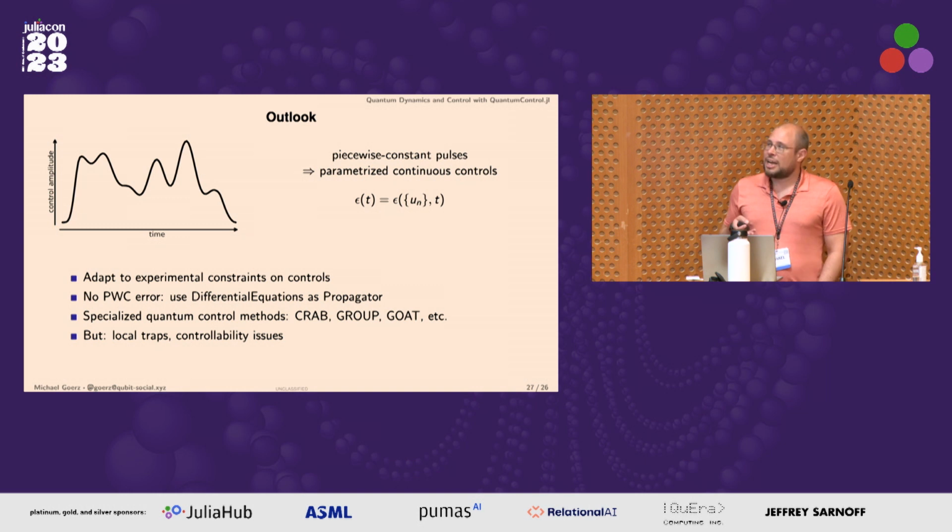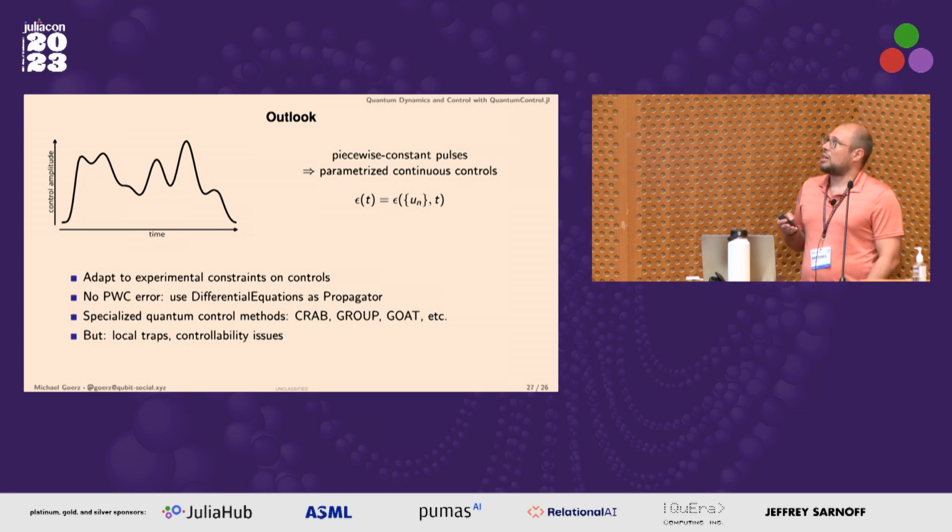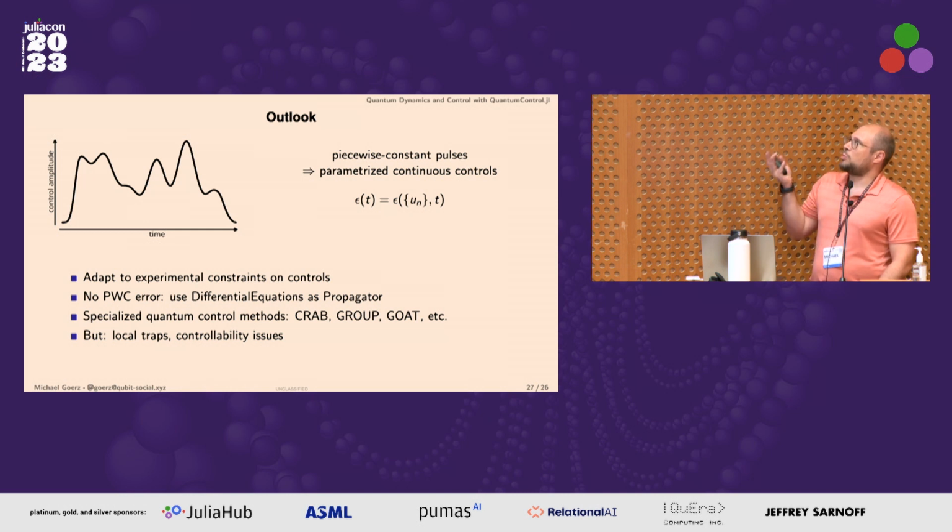But in practice, there's also a lot of value in more constrained controls. In the lab, you might have controls that only have a few free parameters. You would move from piecewise constant pulses to parameterized continuous controls, and then you don't actually have piecewise constant propagation, but you could just use differential equations as the propagator. And there are also specialized quantum control methods like that. If you're in the field, there's CRAB or GROUP or GOAT. These are definitely things that should be implemented at some point soon.